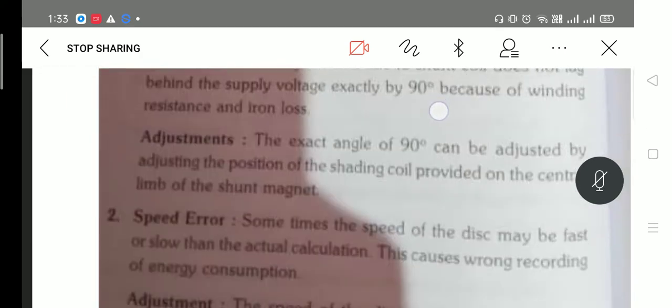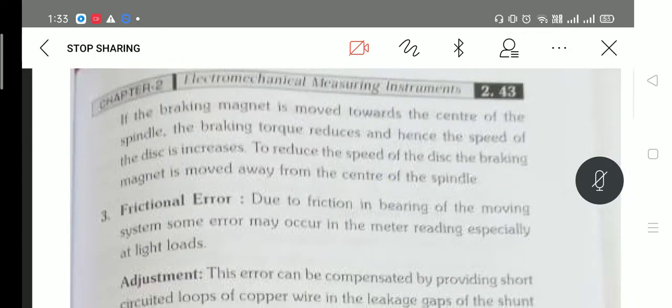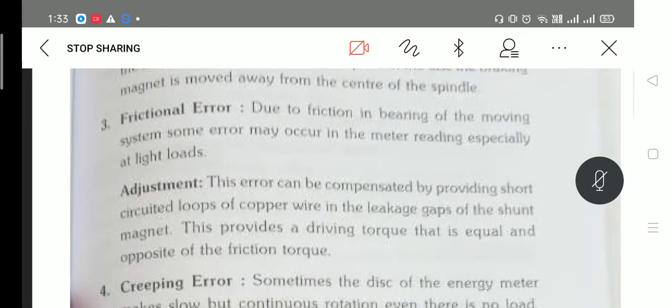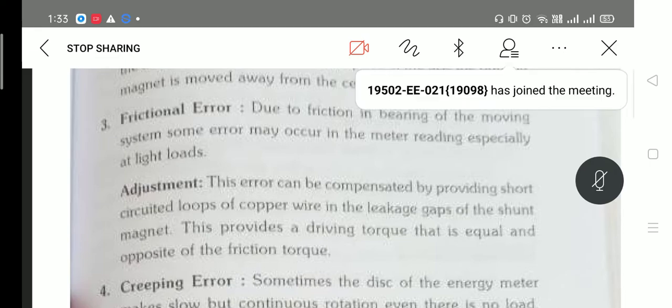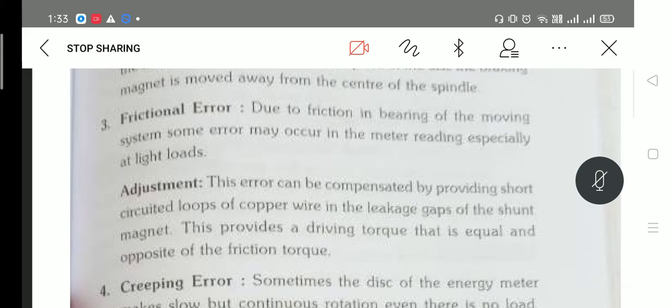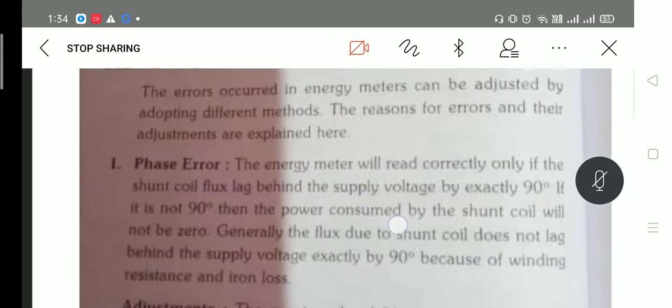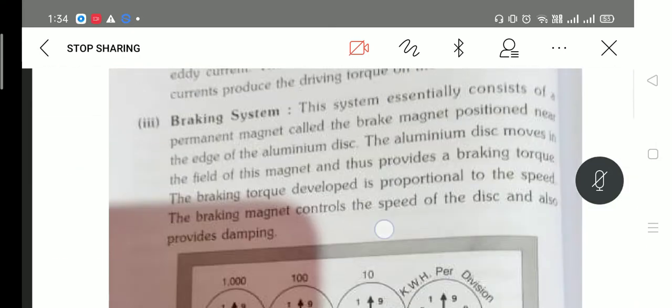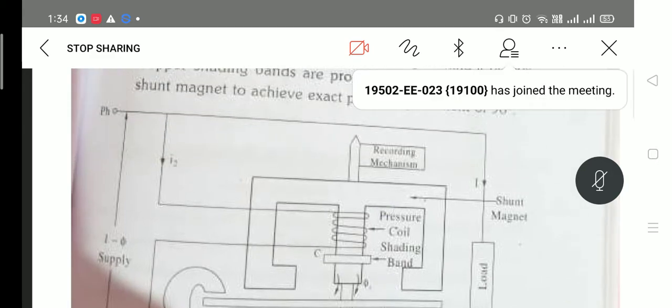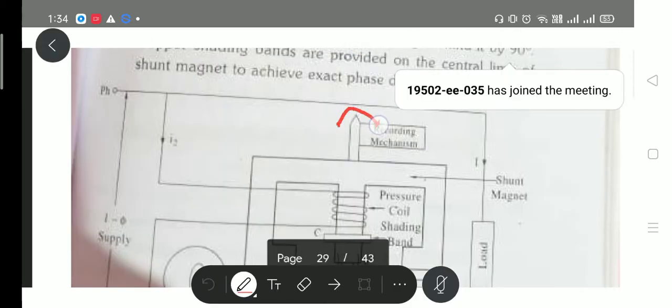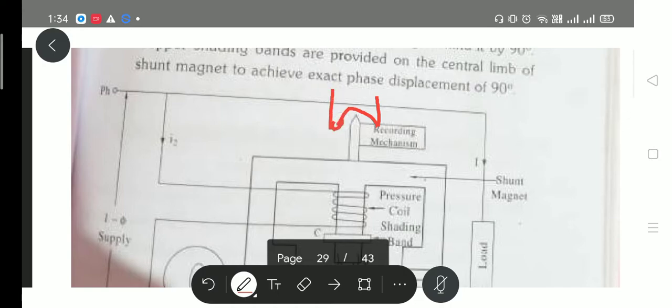Next one is frictional error. Frictional error is also one of the errors in this meter. In light loads we get frictional error. We can avoid this frictional error by using jewel bearings. In the spindle pivot we have jewel bearings. By using the jewel bearings we can avoid the frictional errors. Here one pivot is there, and here we are using jewel bearings like this. These jewel bearings reduce the frictional errors.